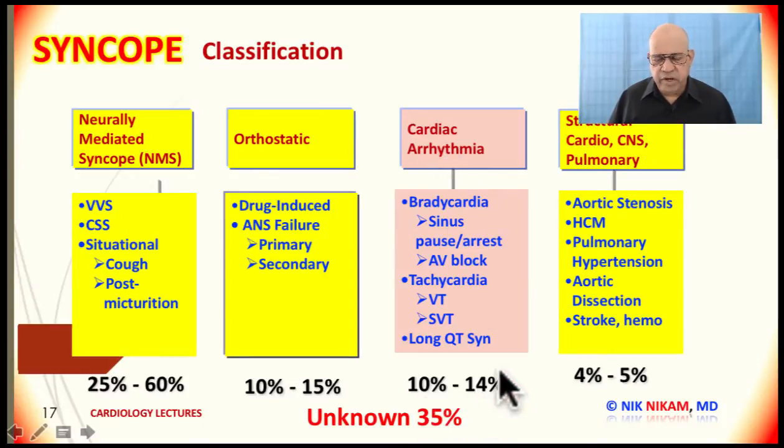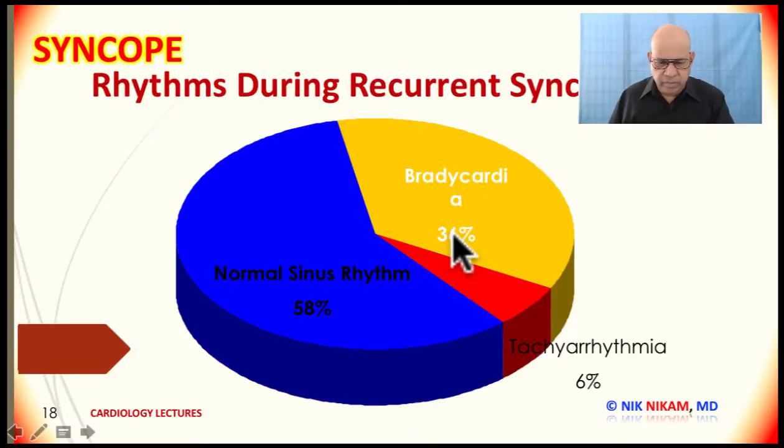Now let's move on to the third major category, which is the cardiac arrhythmias. It accounts for 10 to 14% of the syncope in the general medical practice. Cardiac arrhythmias can cause syncope, and bradycardia accounts for 36% of the patients with recurrent syncope, whereas tachyarrhythmias are much less compared to bradycardia. However, a majority of them may have normal sinus rhythm, and there may be a different cause altogether, such as volume changes.